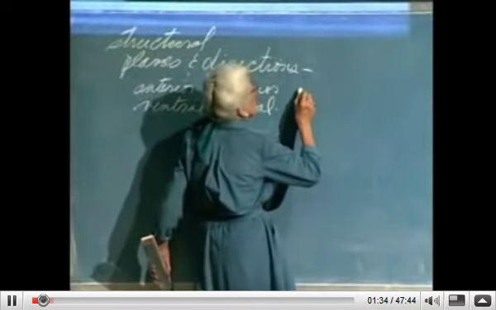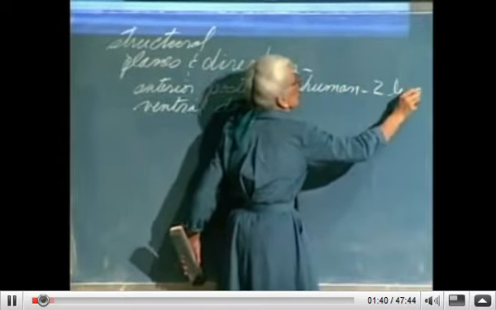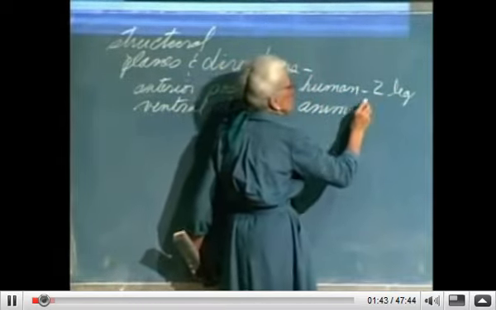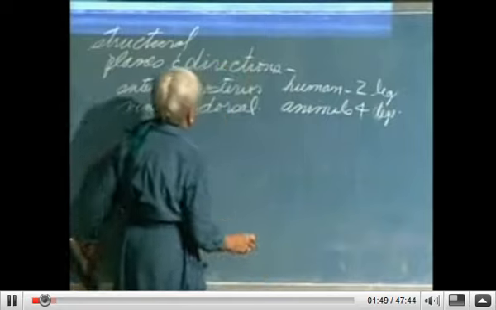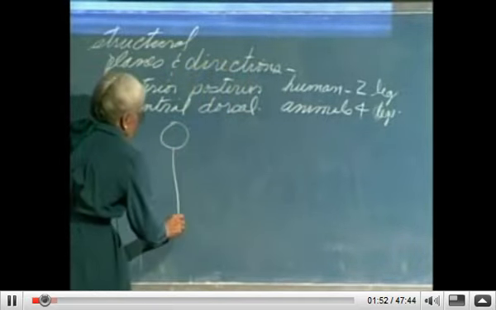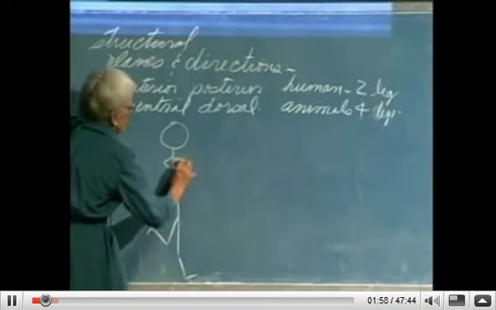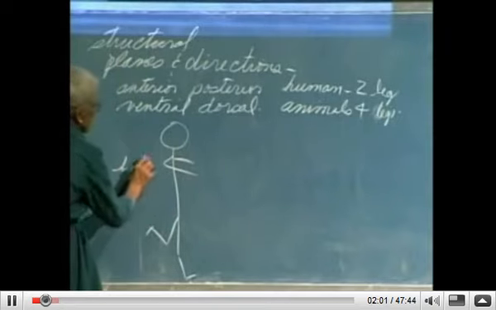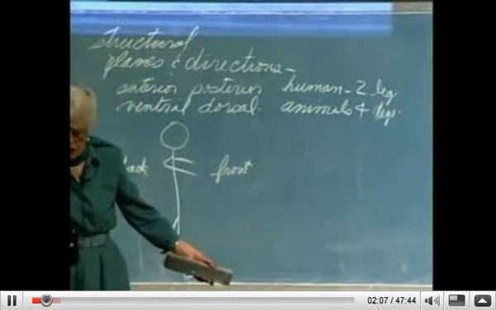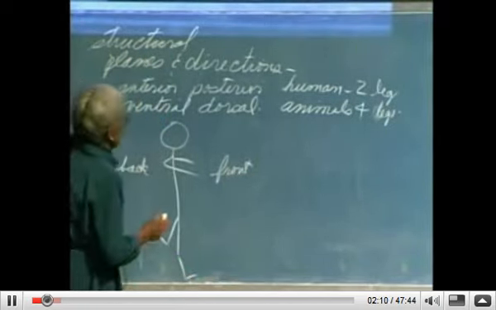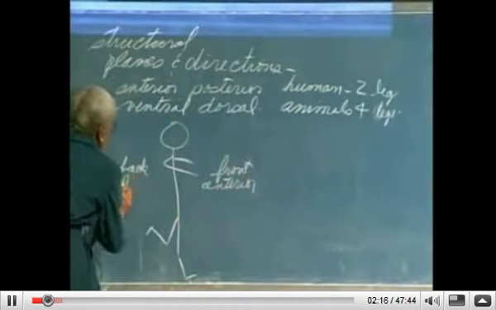If we take the human, of course we have two legs, animals, four. So if we look at the human, and this is back, and this is front. We've had the anatomical position. This will be anterior, front, and back will be posterior.